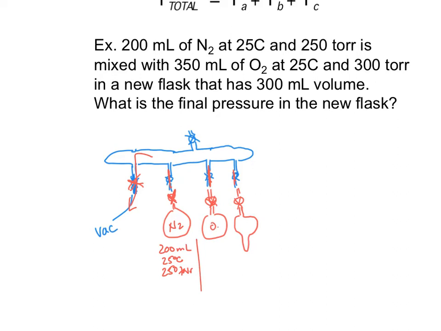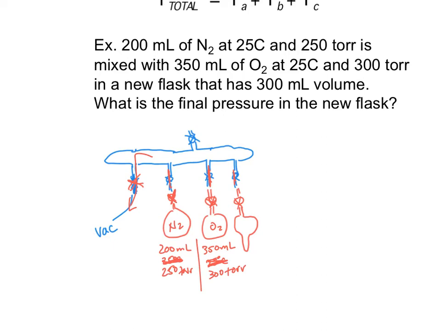The second one is oxygen. The second one has 350 milliliters. The temperature is the same. So in fact, the temperature is the same all the way through. We're just going to get rid of that temperature. And then you have 300 torr here. Let's just get rid of that temperature right there. It's easier if we do that.